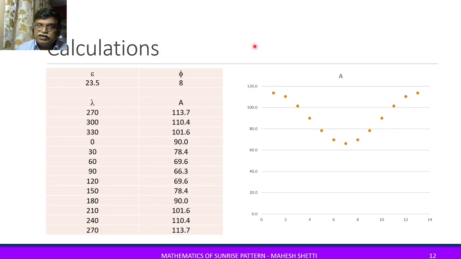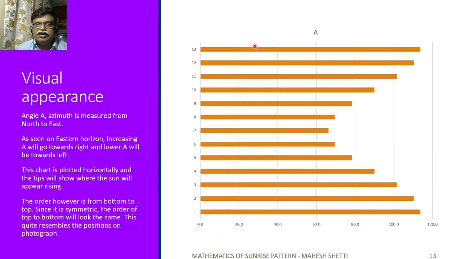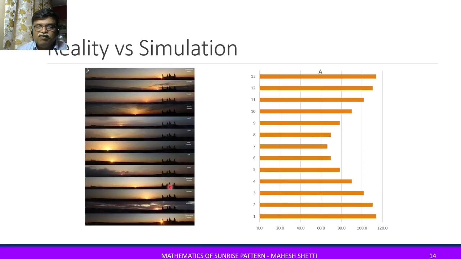We can also plot this graph horizontally, and that is what is plotted here as a bar diagram. This is only to show you how the pattern of the sun in the picture will actually look. Angle A is measured from north to east. So as seen on the eastern horizon, increasing A goes towards the right and lower A goes towards the left. We can compare this pattern with an actual photograph. This is the pattern seen in the actual photograph, and this is the pattern that we have plotted here.